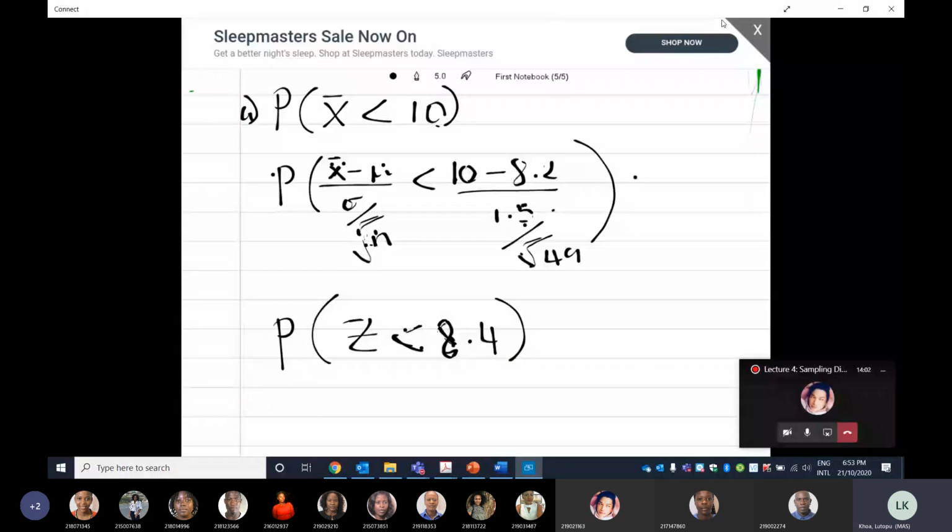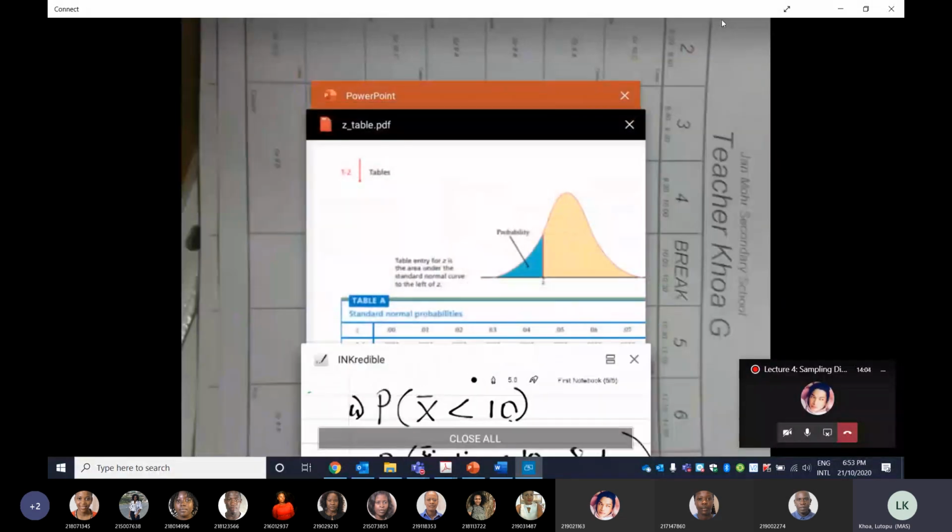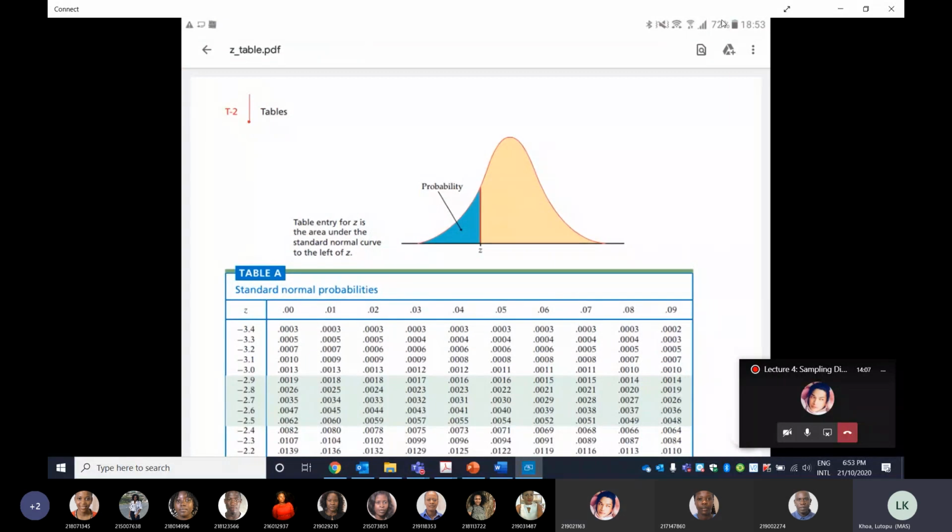Now remember what I said, you have different tables. This is one that you might get. So whatever table you get, you should be able to read it and get the information that is given to you. So this is the one that we'll be using today. Does somebody have a question?